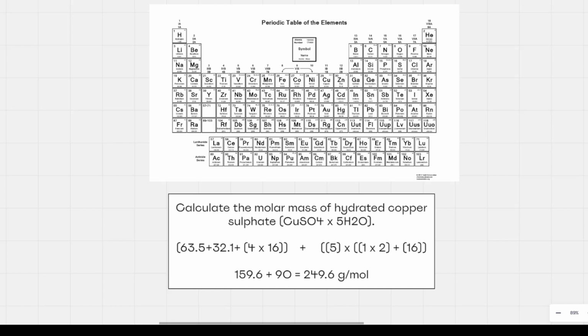You'd multiply that and then keep those to the side. On the other side with the H2O, you would first find the molar mass of H2O itself, which is 18, and then you would multiply that by the 5, so by the coefficient given. Add all those up. So over here you have 159.6 plus 90, and that gives you 249.6 grams per mole.